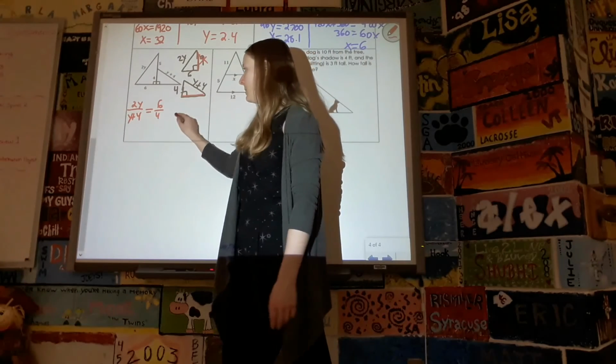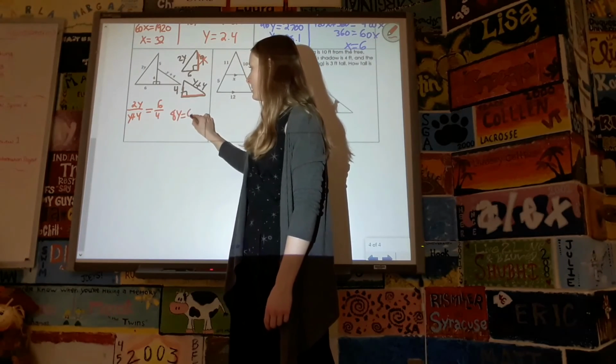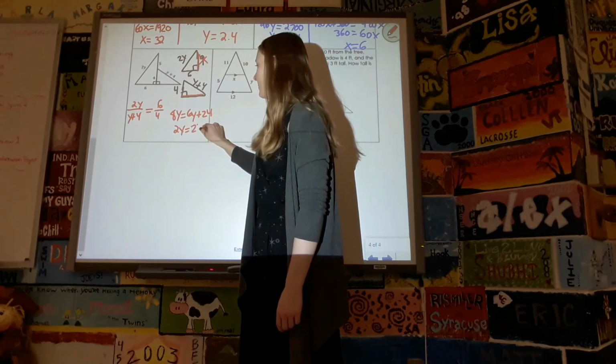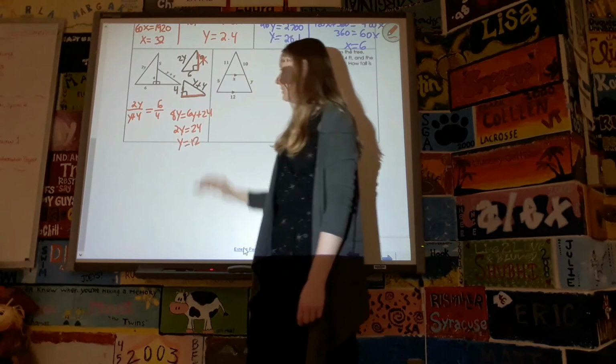So when I cross multiply, I get 8y equals 6y plus 24. Subtract, divide, get y equals 12.